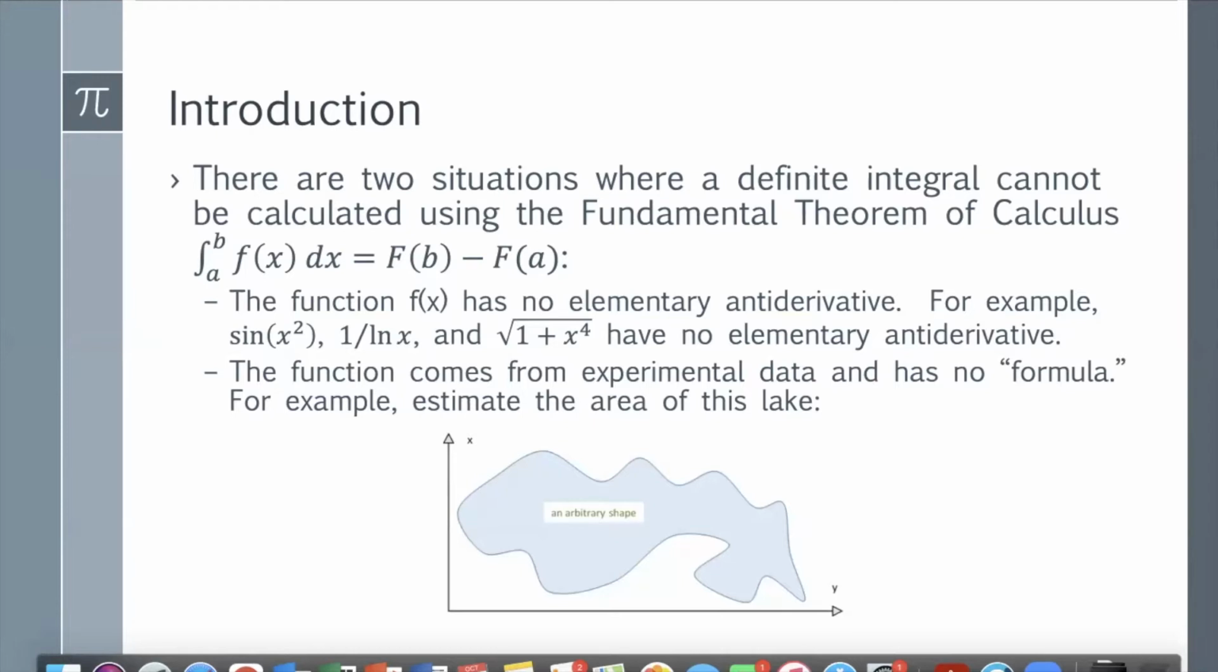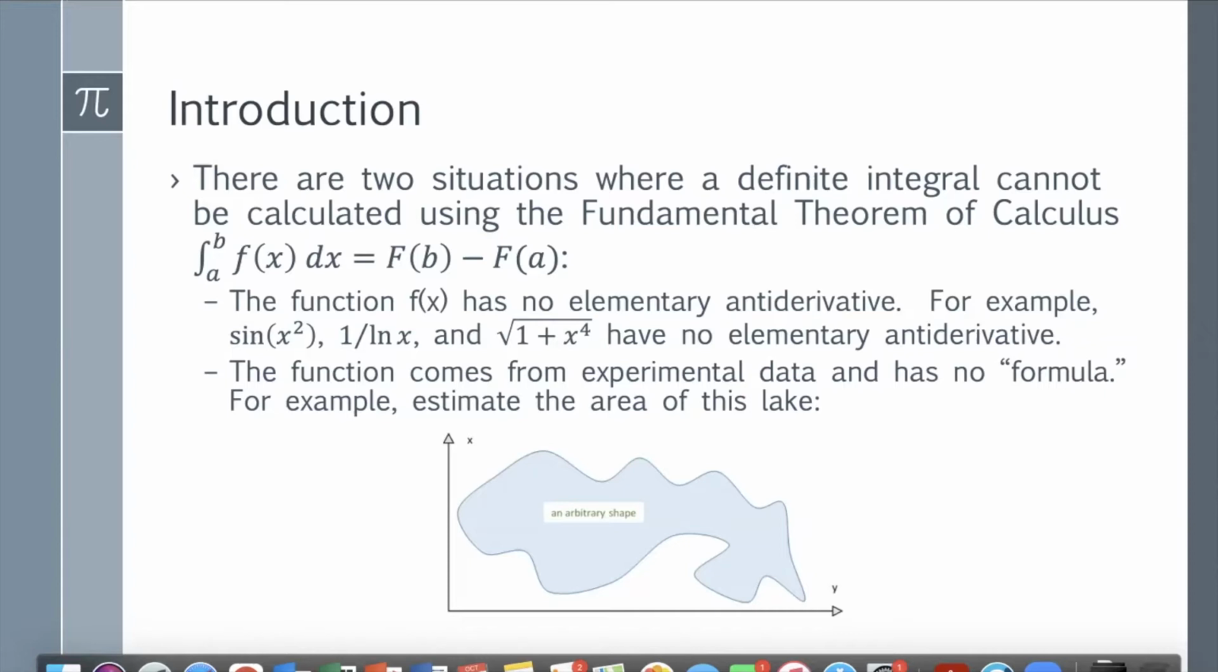The other situation where you can't find an exact value for the integral is when the function comes from experimental data and doesn't have a nice formula like f of x equals x cubed plus sine x.